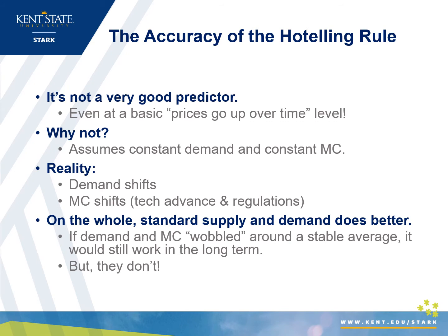Even at the most basic level of prices should go up over time by basically the rate of discount, right? That doesn't even predict the overall trends that we see in most of the resources that we can track. But so, why would this not be the case?